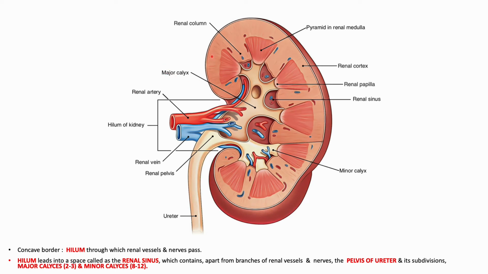Each kidney has a medial concave border called the hilum of the kidney, through which the renal vessels and the nerves pass. Along with the renal vessels, we have the renal sinus or the renal pelvis. The renal pelvis is also called the pelvis of the ureter, along with its subdivisions. These subdivisions are the major calyces, which are 2 to 3 in number, and the minor calyces, which are about 8 to 12 in number.